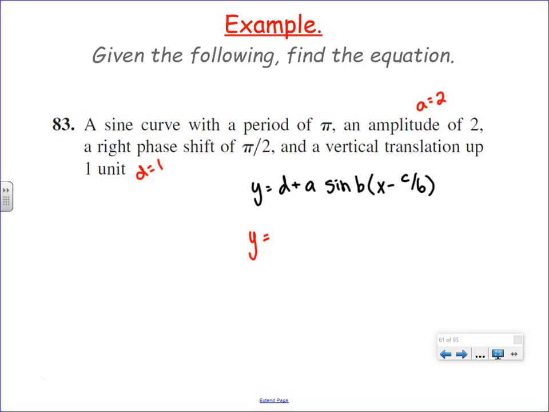So y equals vertical translation up 1. Amplitude, oh, that's easy, right? 2. Sine of, all right, anything else we can easily plug in straight away? The period, can't plug him straight in, though. I can plug the pi over 2 straight in. And it's a right phase shift, which means I need to keep the minus, right?